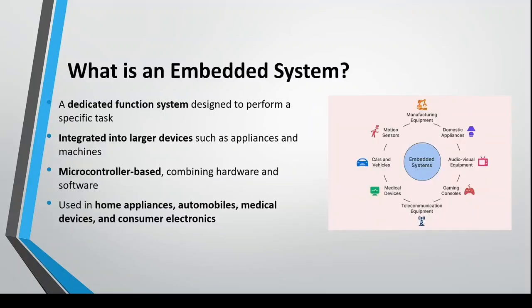What is an embedded system? An embedded system is a system designed to perform a specific task rather than multiple general tasks like a computer. It is usually embedded inside larger devices such as microwave ovens, washing machines, or cars. It combines hardware and software to work efficiently in real time.